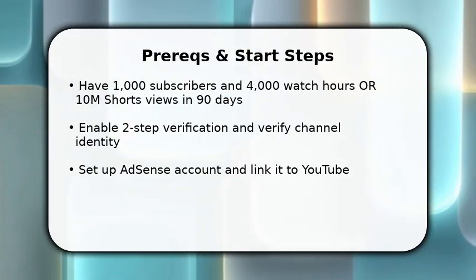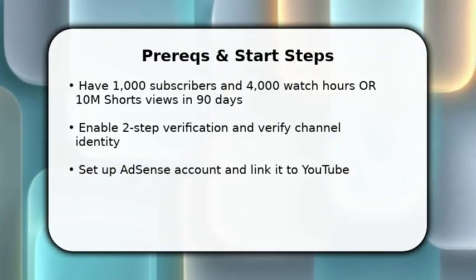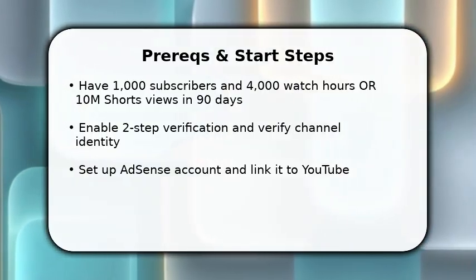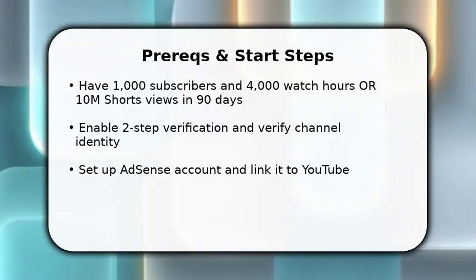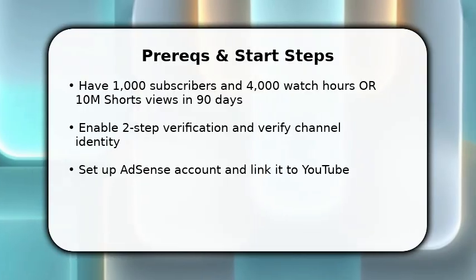Next, open YouTube Studio and go to Monetization. Follow prompts to set country, accept terms, and connect AdSense. Make sure your channel complies with community guidelines and copyright rules before applying. This gets you into the application flow immediately.